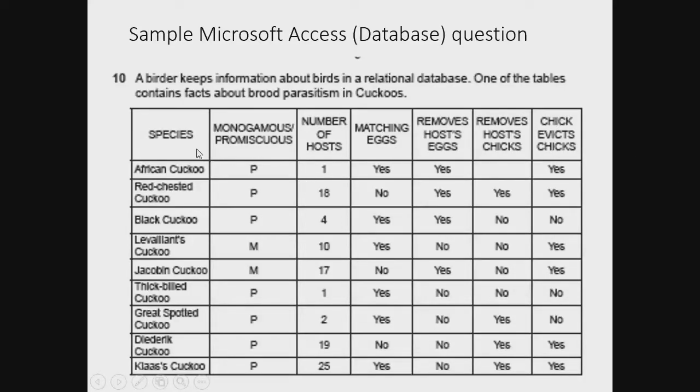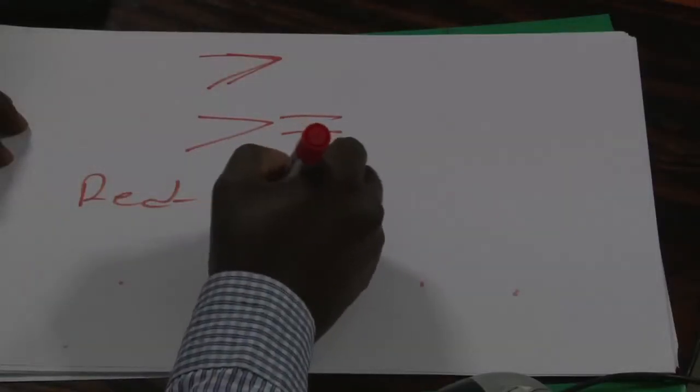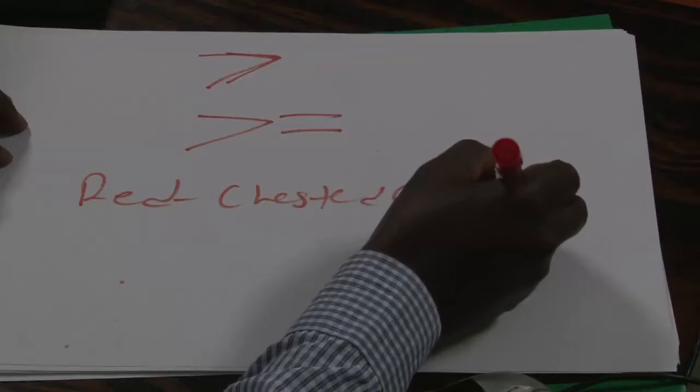So, how do we do it? Let's look for the number of hosts greater than 17. Let's look at the conditions again. Number of hosts, so you look at your field names. Number of hosts. Can you see that now? Now look for the number of hosts that is greater than 17. This is 1. But before I pick red-chested cuckoo species as one of my answers, I must also check that remove chick is also yes, because that is the second condition. Yes. So I will write red-chested cuckoos is one of the species.